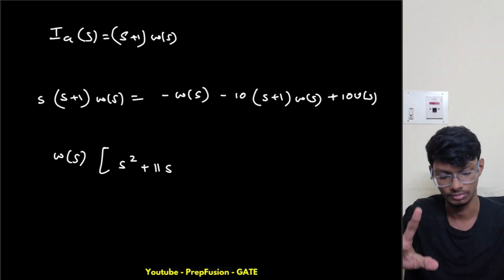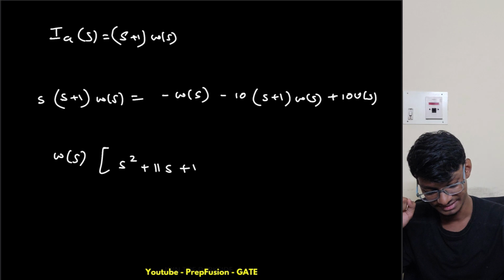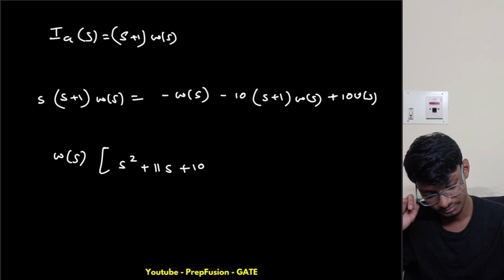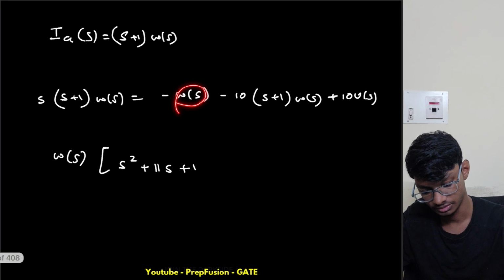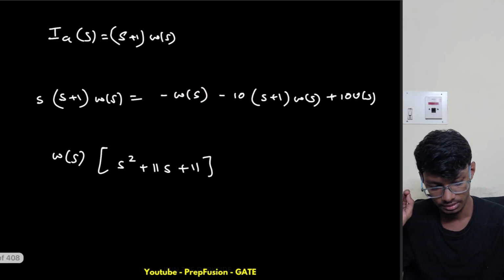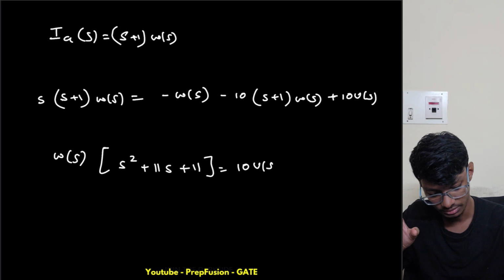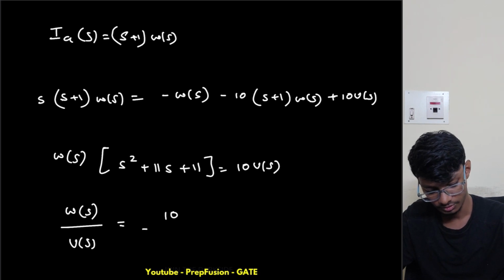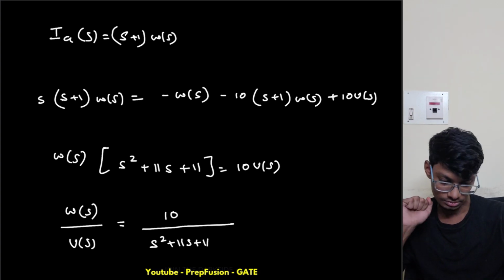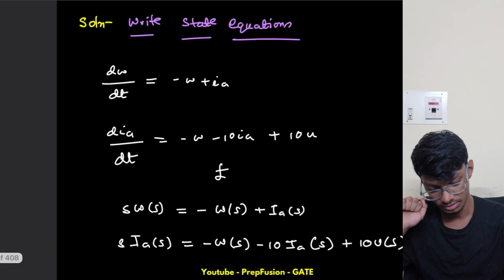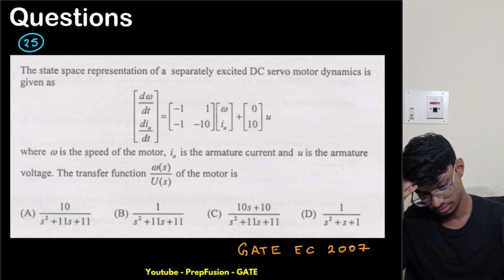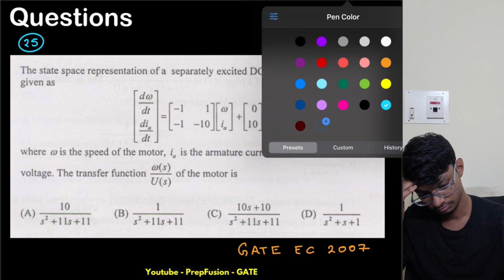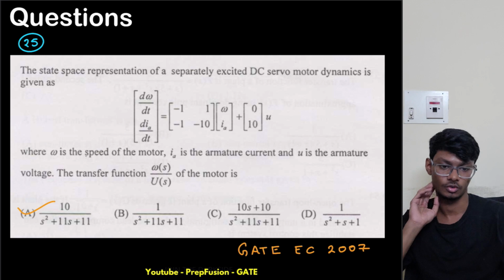I hope the calculations you can do by yourself, right? I won't explain everything. So this is 10, and also one will come due to this one. So this will become simply 11, and on the right hand side we have 10 u of s. Now I will find the ratio transfer function w of s upon u of s, which is simply 10 upon s square plus 11s plus 11. So this is my answer for this question. The option is A only.